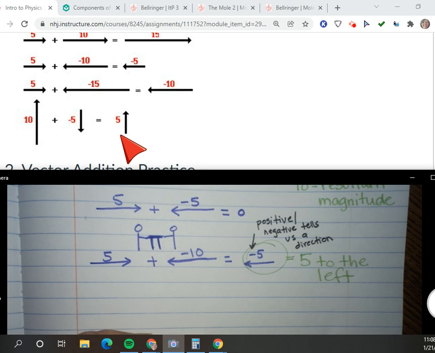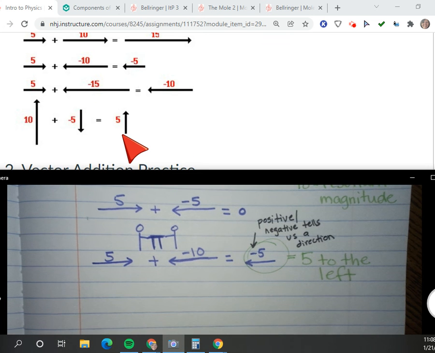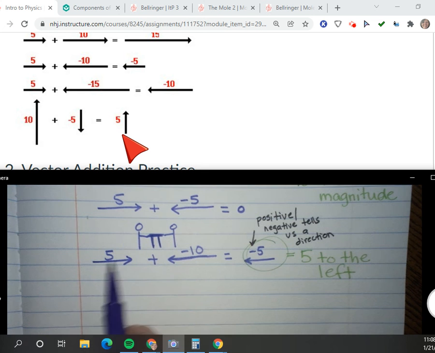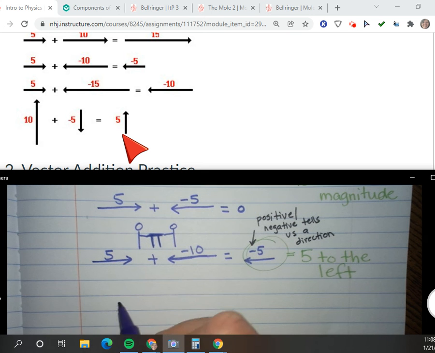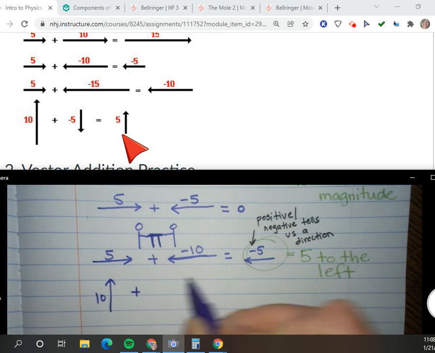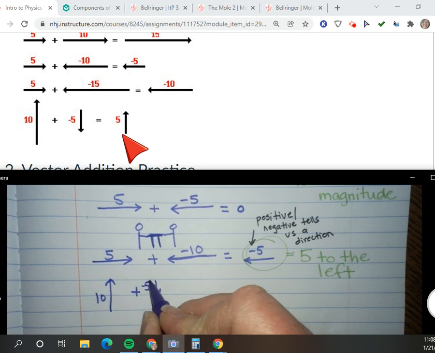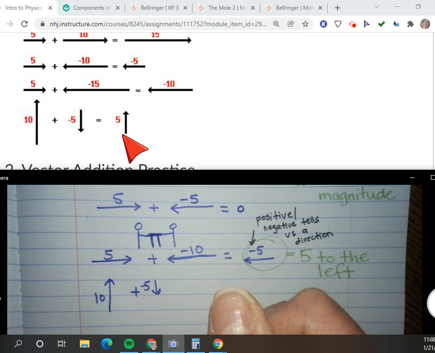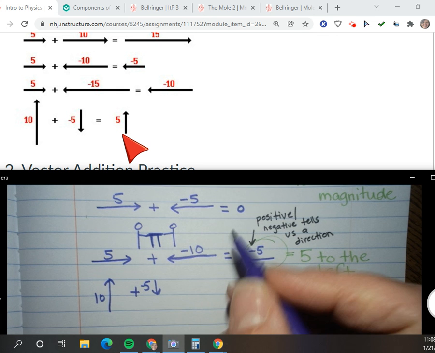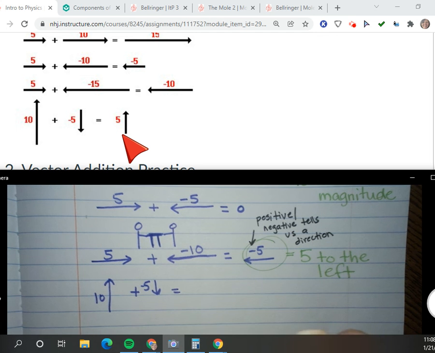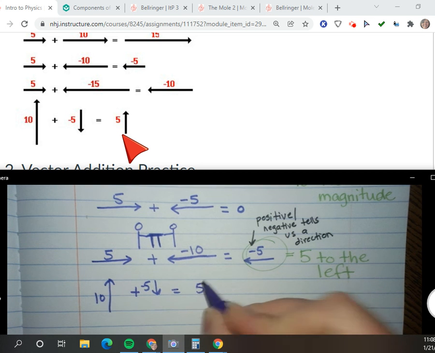Now let's look at this last example real quick. We had pushing and pulling on the desk, but it doesn't always have to be left and right. So let's go ahead and put this example in our notebook. We could have 10 plus negative 5. Are we all right over there? What is that going to be? 10 plus negative 5 is 5. So the arrow is going to go up. That's right.